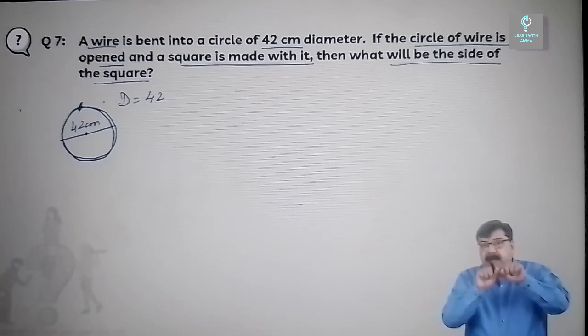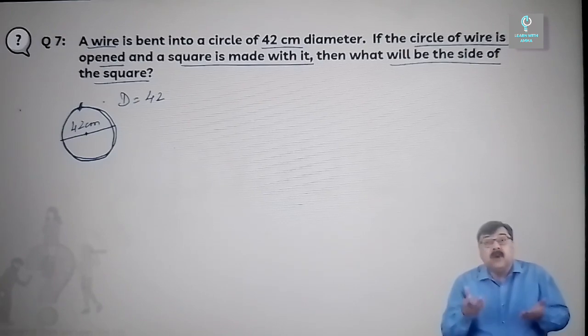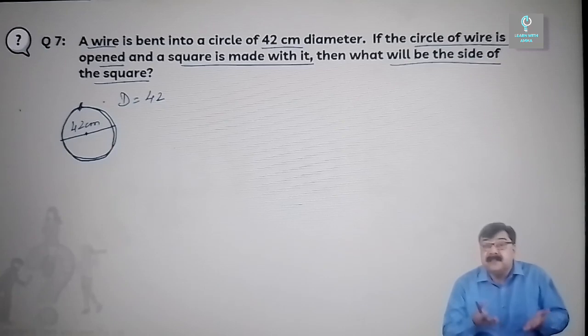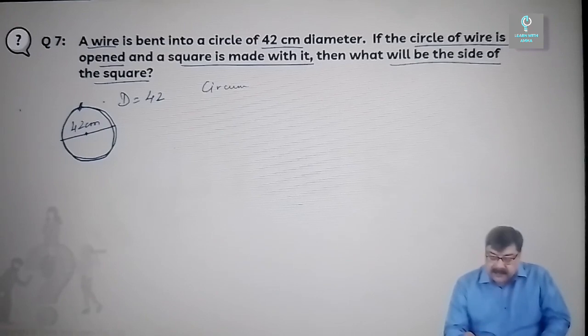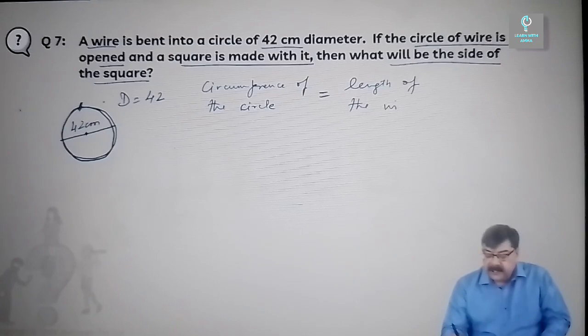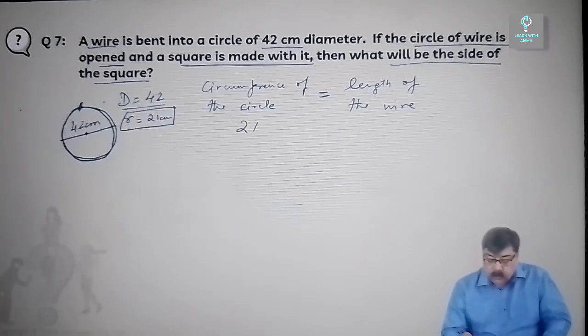So, this boundary is called circumference. So, what we are bothered about here is to find out the circumference of the circle, which will become the length of the wire. So, here circumference of the circle shall be equal to length of the wire. Now, diameter is already given as 42 centimeters. So, radius here shall become 21 centimeters. And the circumference of the circle is given by 2 pi r, which is 2 into 22 by 7 into the value of r here, which is 21.